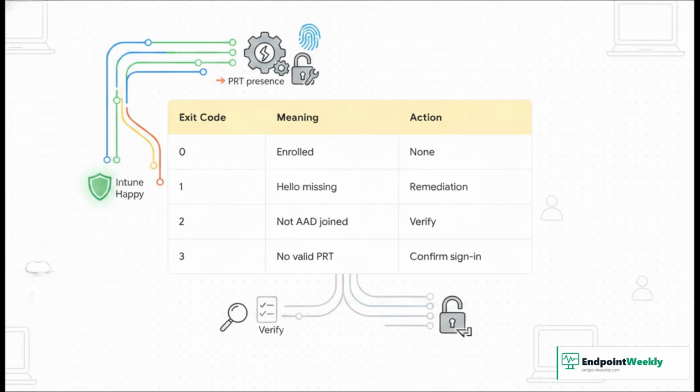Look at exit code 0: enrolled and compliant, no action needed, Intune is happy. But exit code 1, that's where the magic happens. It spots that a PRT is present, but Hello is missing. This code instantly triggers our remediation script. This keeps your Intune compliance picture 100% accurate without needing any messy custom inventory or external tools. It just works natively right inside the Intune framework.